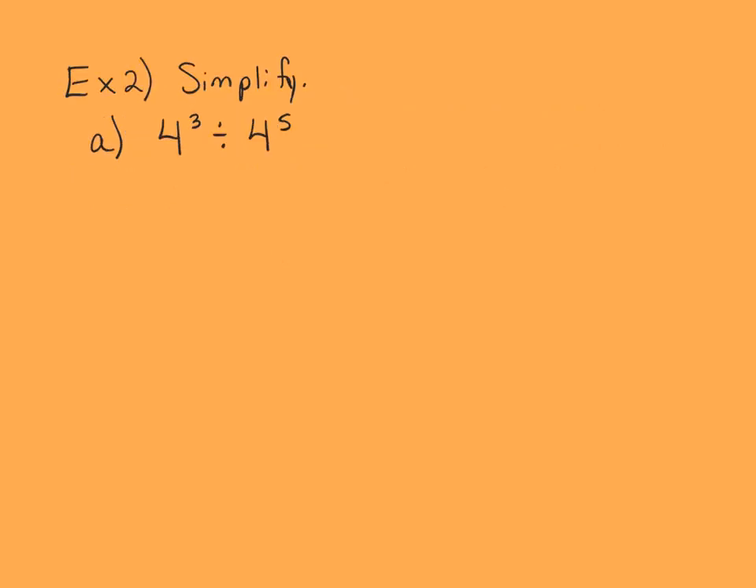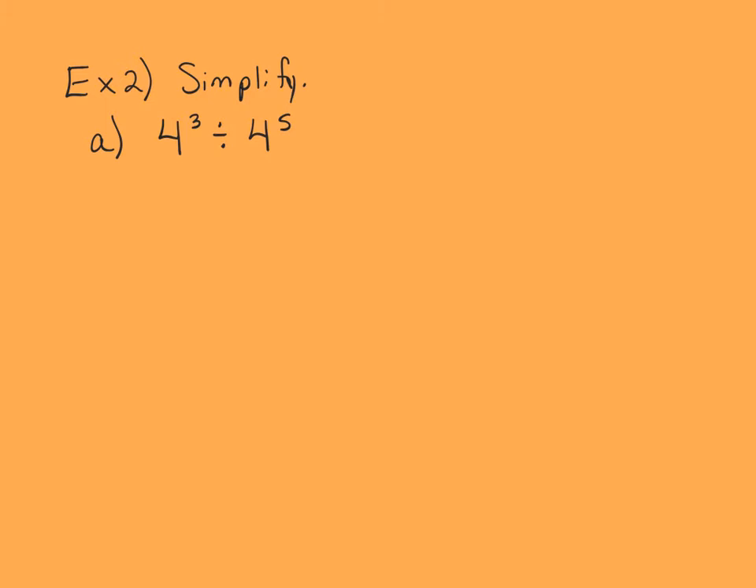Okay, so example 2, we're going to simplify. We have 4 to the 3rd power divided by 4 to the 5th power. When we think back to yesterday, we're dividing like bases. So we could show this. Let's just go ahead and do that.